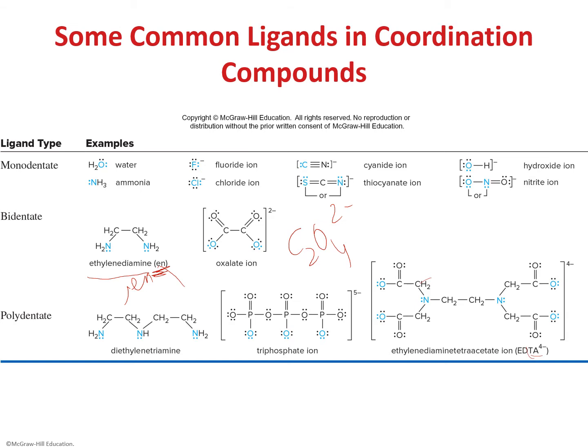So you should know their names by now. There's water, ammonia, fluoride, chloride, cyanide, thiocyanate, hydroxide, nitrite. And examples of di or bidentate are EN, ethylene diamine, and oxalate, which is C2O4 2 minus. And lastly is polydentate. For instance, diethylene triamine, it can form 3 bonds. Triphosphate, it can form 3 bonds. And EDTA, ethylene diamine tetraacetate ion, which can form multiple bonds, even 6 for each EDTA.